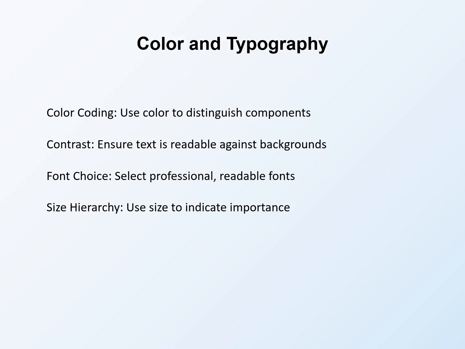Size hierarchy uses text size intentionally to indicate importance and create visual organization. Larger text draws attention first. Component category labels might be larger than detailed descriptions within boxes. Make size differences intentional and consistent throughout your diagram.